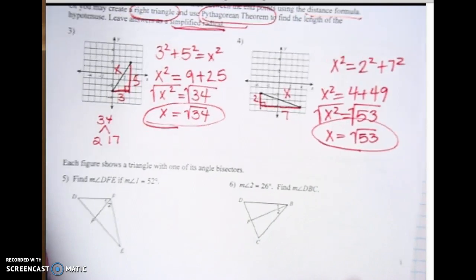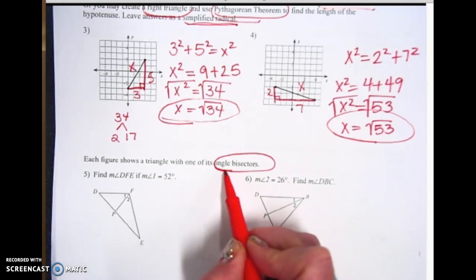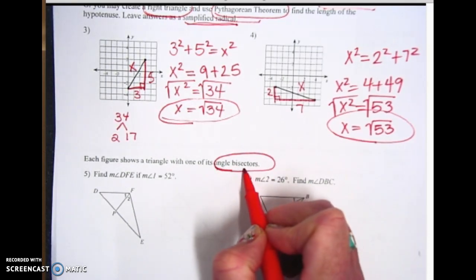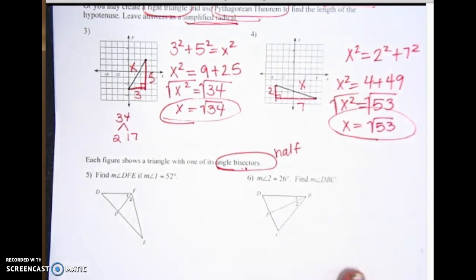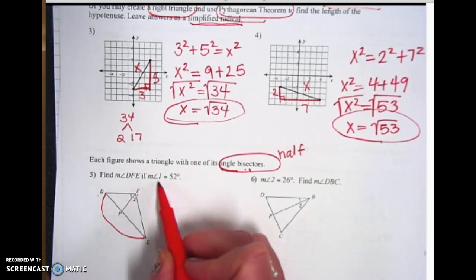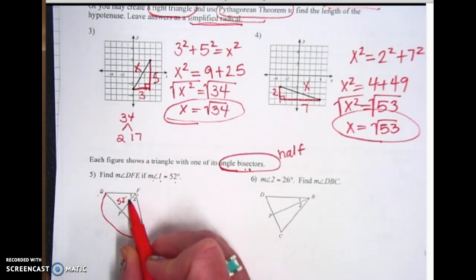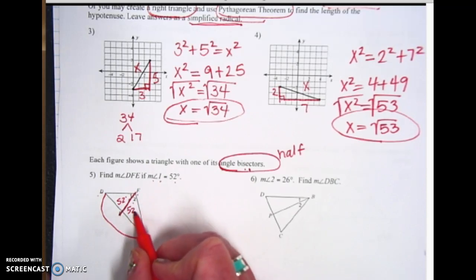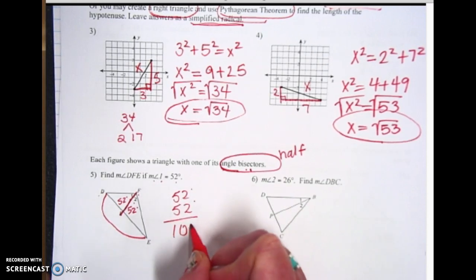For numbers 5 and 6, each figure shows a triangle with one of its angle bisectors. So the key thing is to know what this angle bisector means. It means it cuts the angle exactly in half and creates 2 congruent angles. So number 5 says find the measure of DFE. So DFE is the whole thing, and if the measure of angle 1 is 52, so I'm going to label it 52. Well, I know that this is the angle bisector, so this one must also be 52. I add those 2 together, and I get 104.